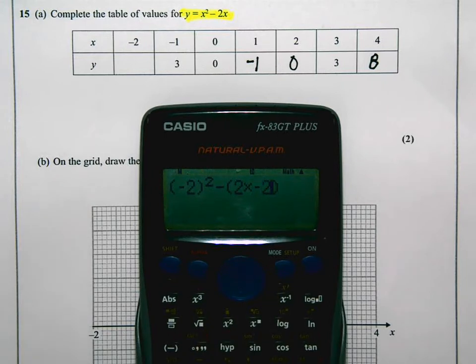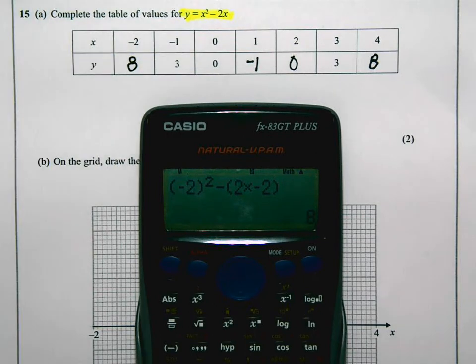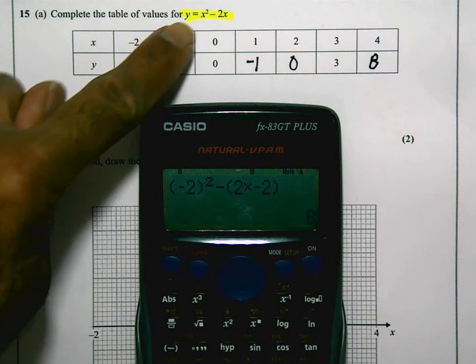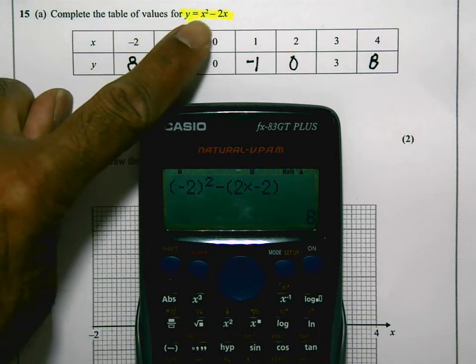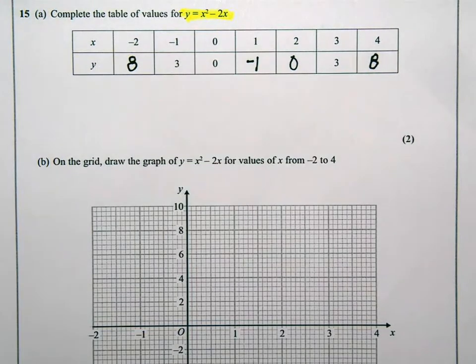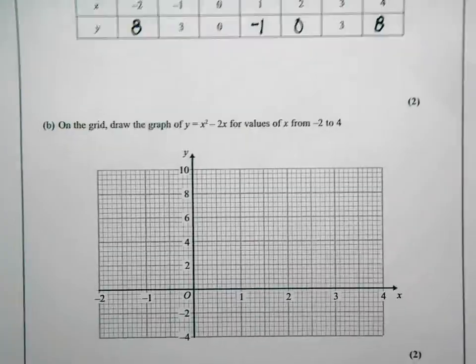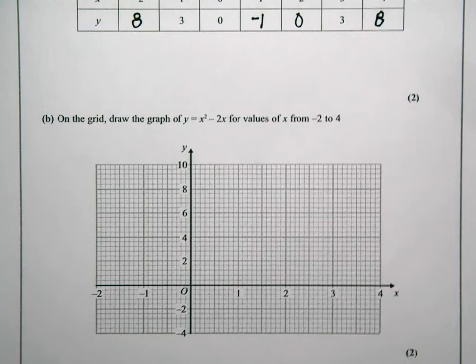And that gives me 8 over there. Okay, that is how you use your calculator to help you work out the values for x squared minus 2x. That's a quadratic expression. This is a calculator paper, so you are allowed to do that. The next part of the question does say, on the grid, draw the graph of x squared minus 2x, and they've given you that range of values.